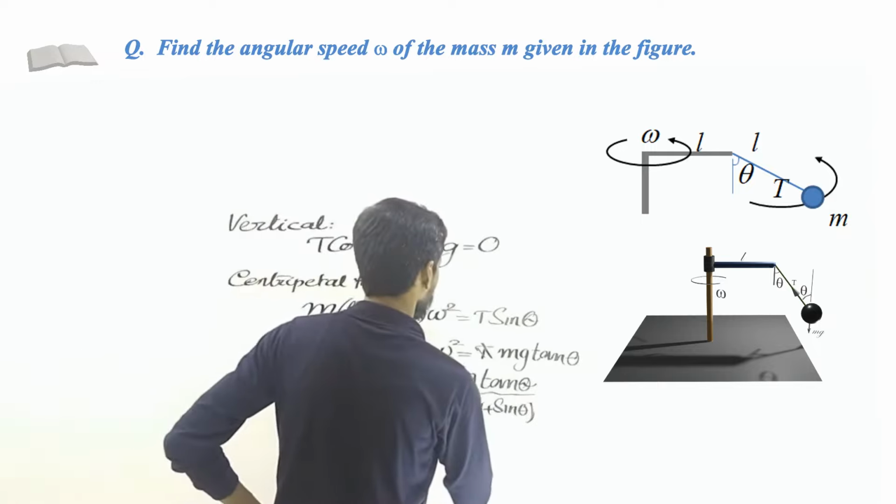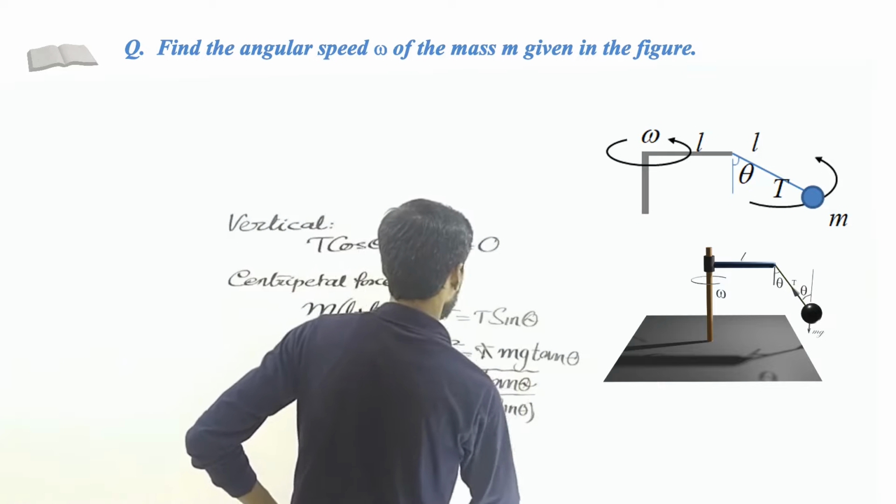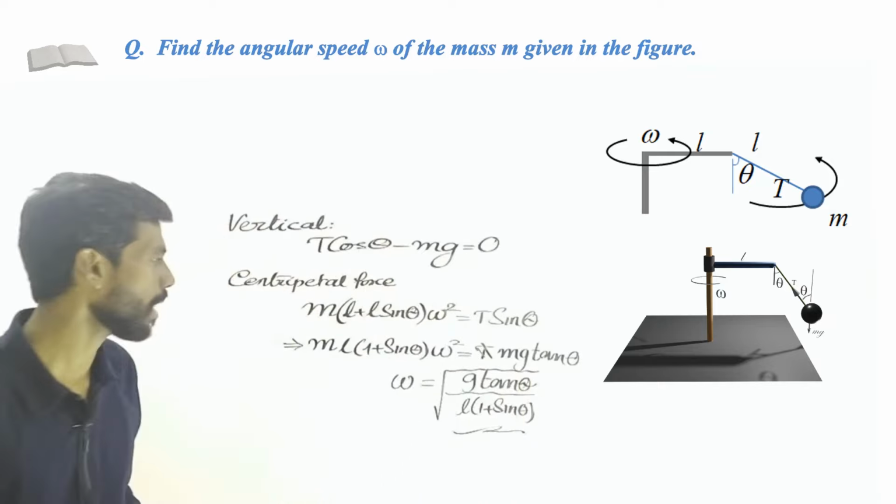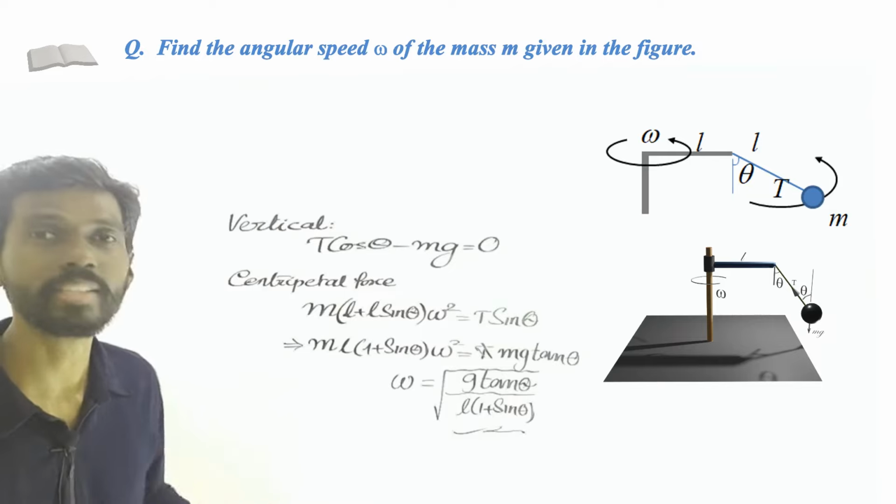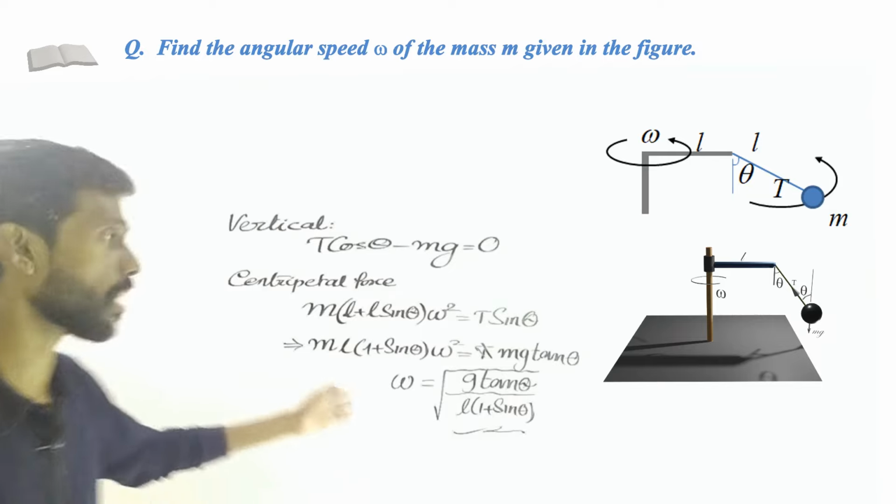Now we have to take the square root. Okay, so that's also, that is the answer. G tan theta divided by L multiplied by 1 plus sin theta. That is the value of the angular speed omega.